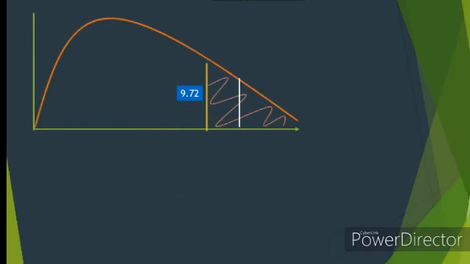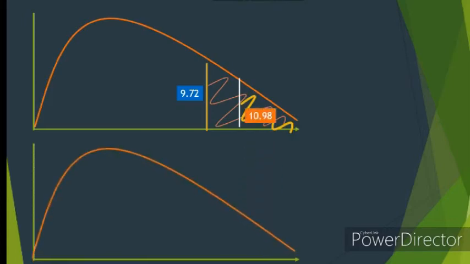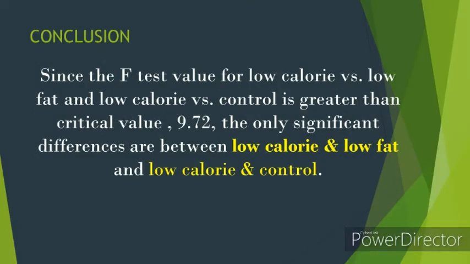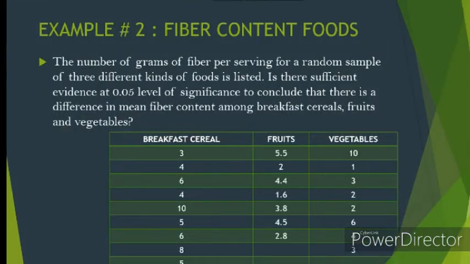To wrap up our computation, we have two pairs of variables that are significant in our problem. These are low calorie versus low fat and low calorie versus control group. Since the F-test value for low calorie versus low fat and low calorie versus control group is greater than critical value 9.72, the only significant differences are between low calorie and low fat and low calorie and control group.